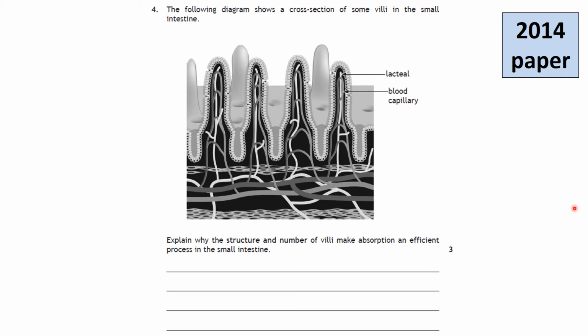So here's an exam paper question, so have a go at this. The following diagram shows a cross-section of some villi in the small intestine. Explain why the structure and number of villi make absorption an efficient process in the small intestine. Press pause and have a go.